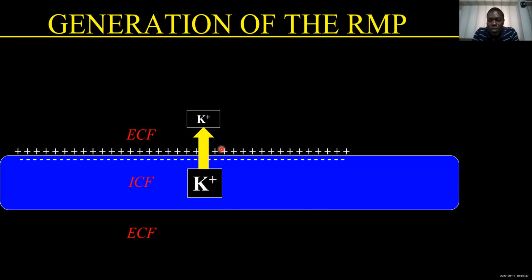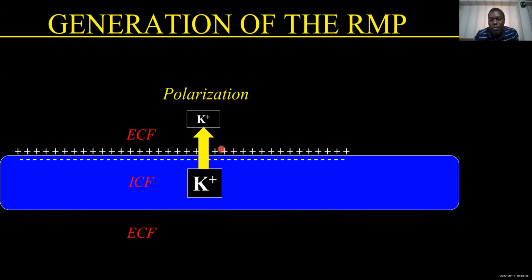So what is the effect of potassium efflux? The effect of potassium efflux is that the inside of the cell becomes more negative, or we can say the outside of the cell becomes more positive. Anything that causes that kind of charge asymmetry is termed as being polarizing. Polarization is the making of the inside of the cell be more negative and the outside be more positive.